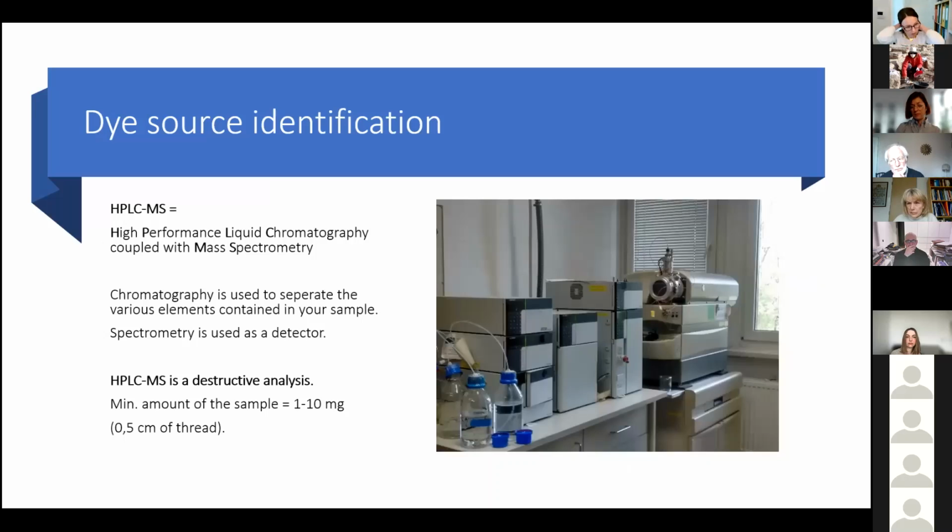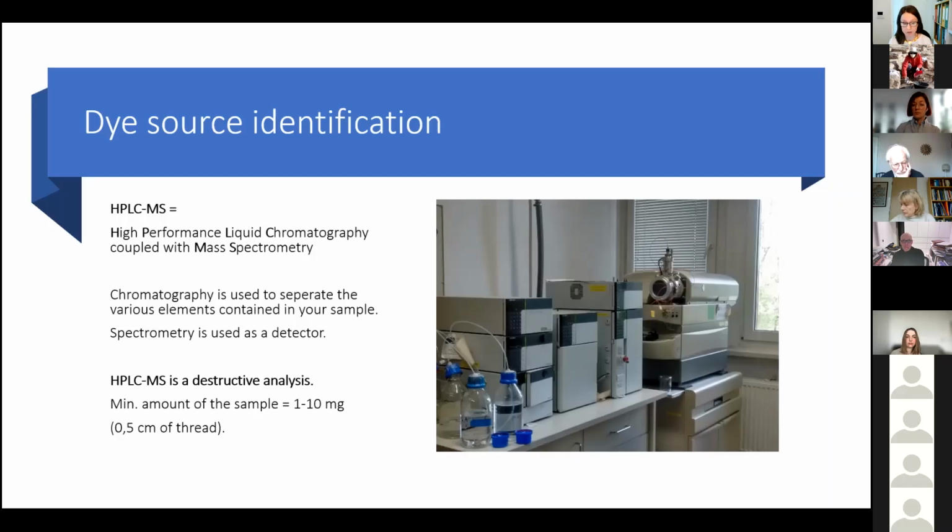So how can you work with dye identification? It's an assemblage of two methods. HPLC is high performance liquid chromatography, and chromatography is used to separate the various elements contained in your sample. And it's coupled with mass spectrometry. The mass spectrometer is a very sensitive detector, which will detect the spectra of your sample.